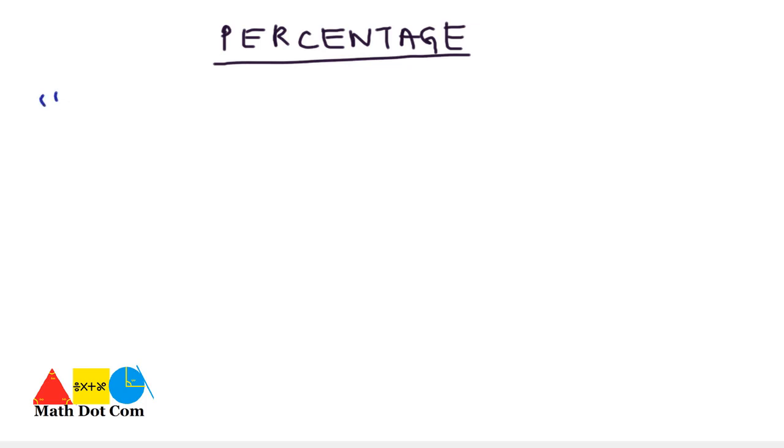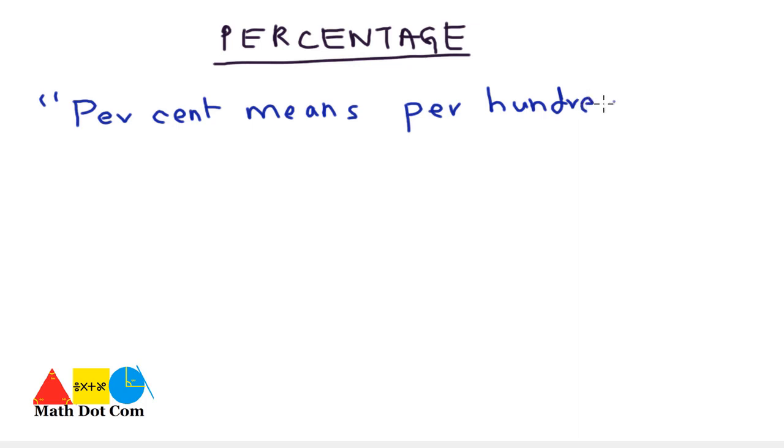As its name indicates, percentage is derived from percent. So percent means per hundred, which means out of 100. It is also defined as a ratio. We have already discussed the concept of ratio.